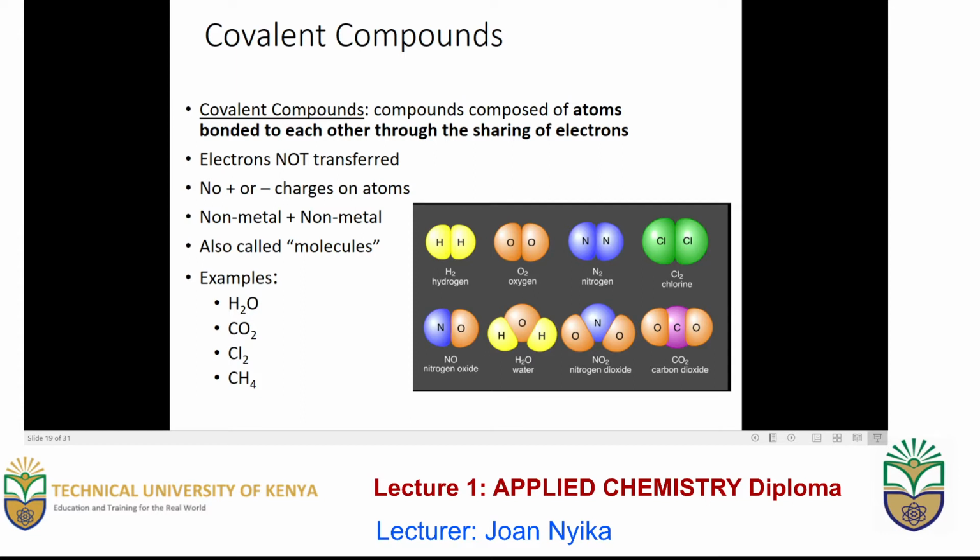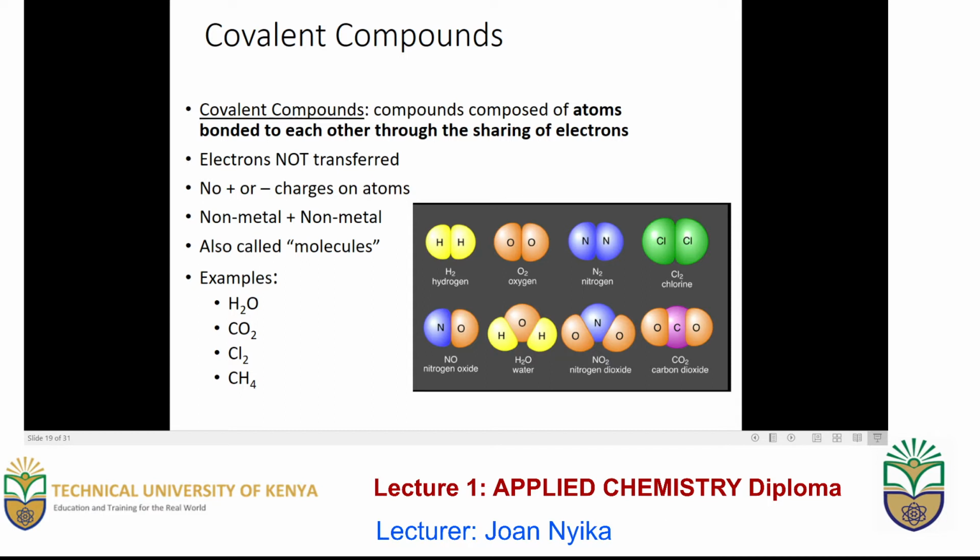Covalent compounds are compounds composed of atoms that are bonded to each other through the sharing of electrons. Remember, when we were talking about ionic bonds, we said that ionic bonds are formed as a result of a metal transferring or losing electrons to a non-metal. That is, a metal loses electrons while a non-metal gains electrons.